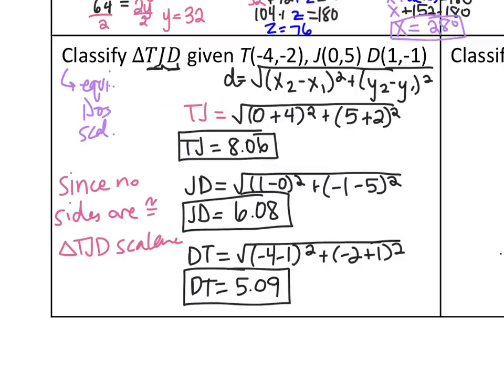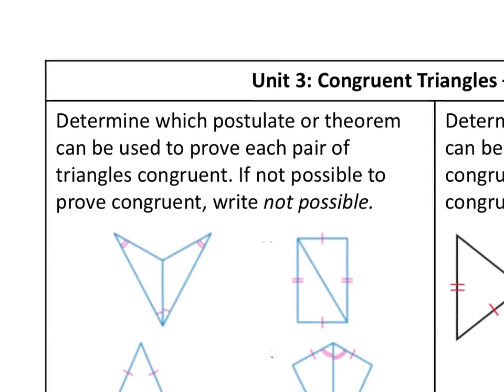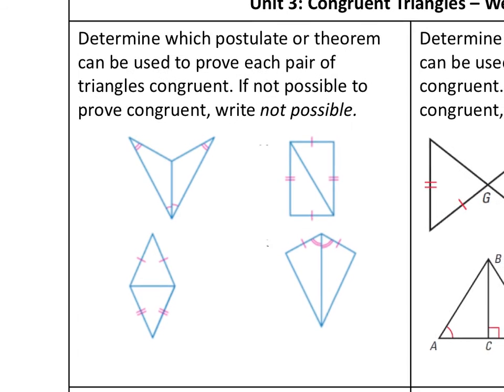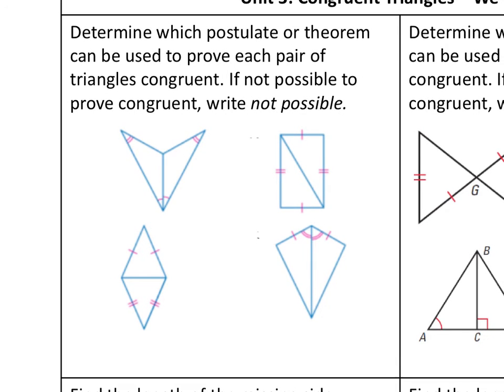So moving on, we need to determine which postulate or theorem can be used to prove each pair of triangles congruent. Right? If it's not possible, we're going to write not possible. Remember, we went over this yesterday, so we're going to go a little quickly today because it still should be fresh on your mind.